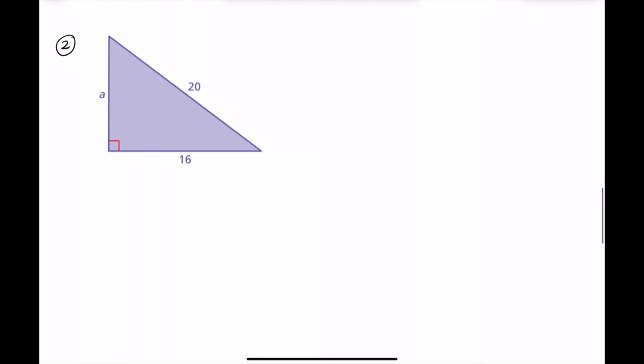For number 2, we have this purple triangle. We are given two side lengths and we have to solve for the other one. I'm going to rewrite the theorem, a squared plus b squared equals c squared. We don't know a, so that's what we're going to solve for. We are given that b equals 16 and c equals 20. So we're given our base and our hypotenuse here, and we're solving for the other side. So it would be a squared plus 16 squared equals 20 squared.